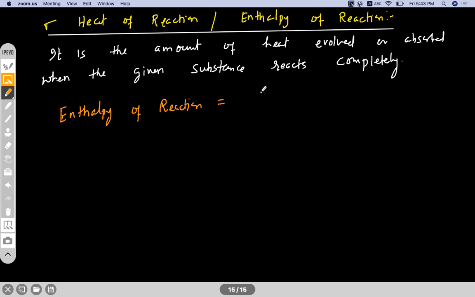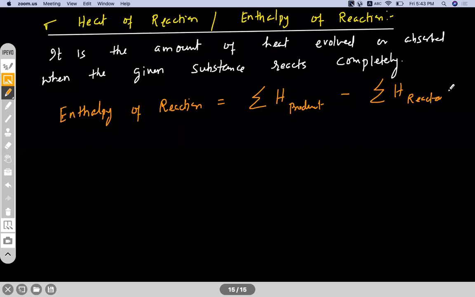is equal to the summation of enthalpy of product minus summation of enthalpy of reactant. We'll write down the sum of the energy of product minus sum of the energy of reactant. That is the enthalpy of reaction. Product minus reactant, basically. Okay.